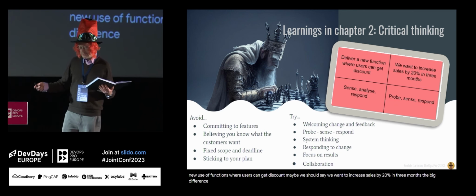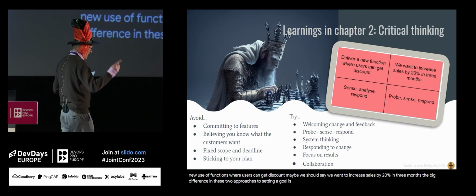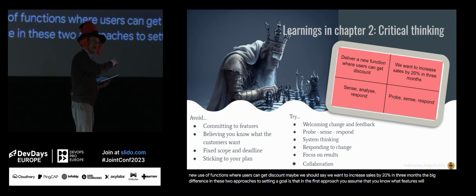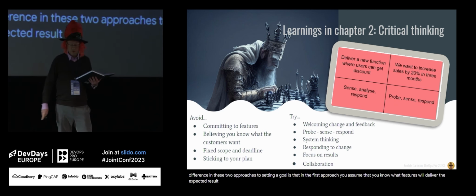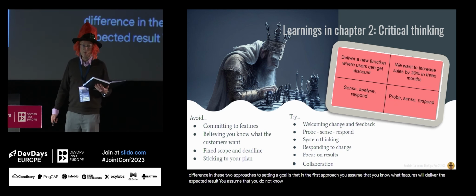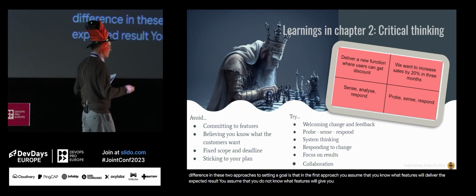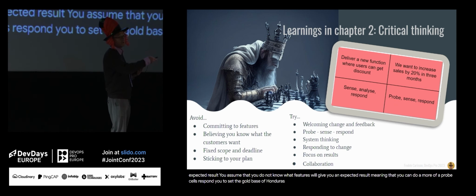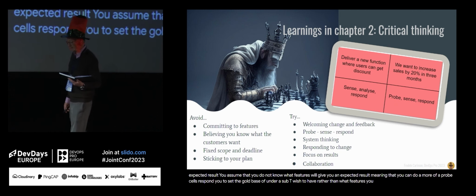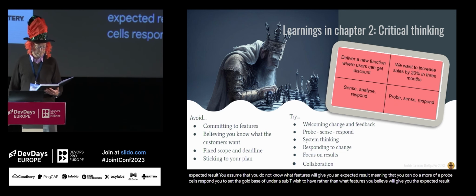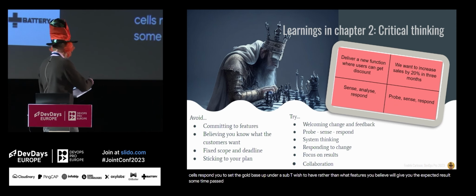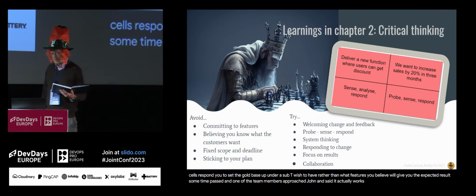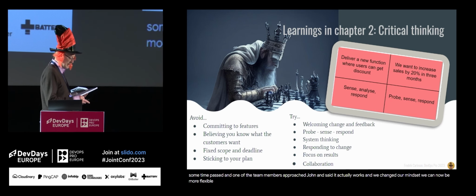The big difference in these two approaches to setting a goal is that in the first approach, you assume that you know what features will deliver the expected result. In the second goal, you assume that you do not know what features will give you the expected result, meaning that you can do more of a probe, sense, respond if you set a goal based upon the result you wish to have rather than what features you believe will give you the expected result. Some time passed and one of the team members approached John and said, it actually works. We changed our mindset. We can now be more flexible and more responsive.